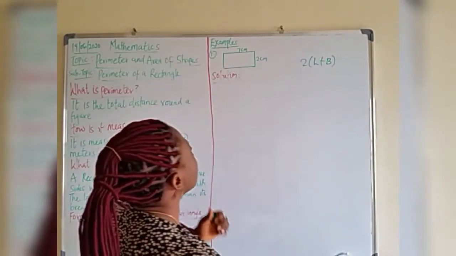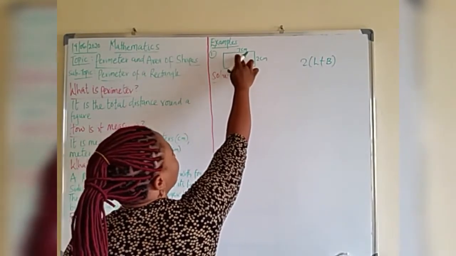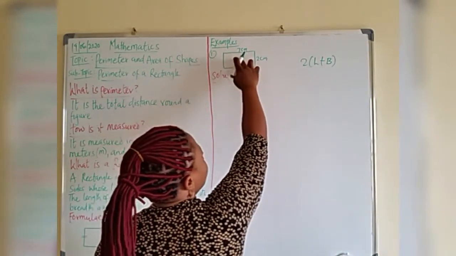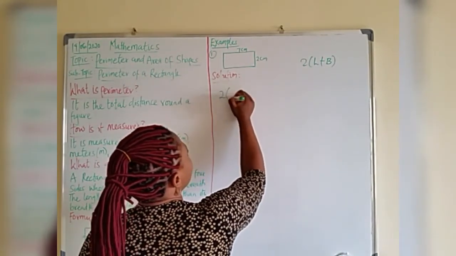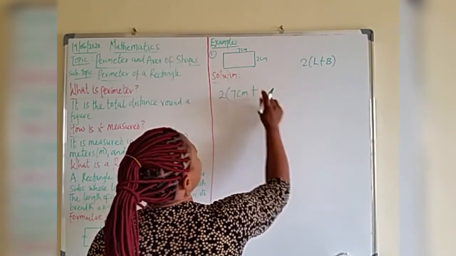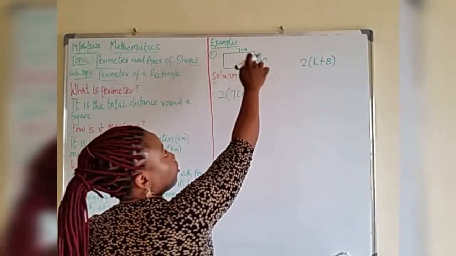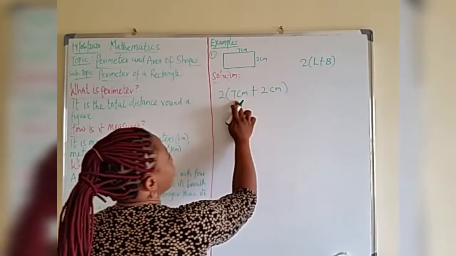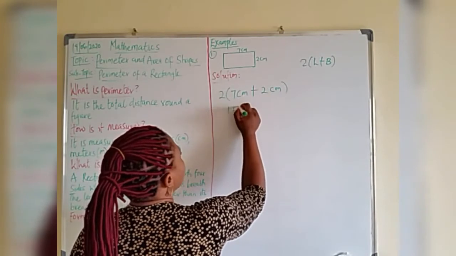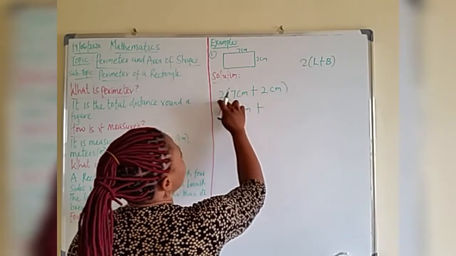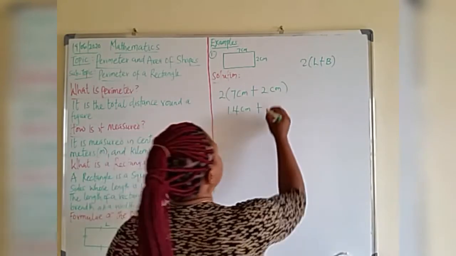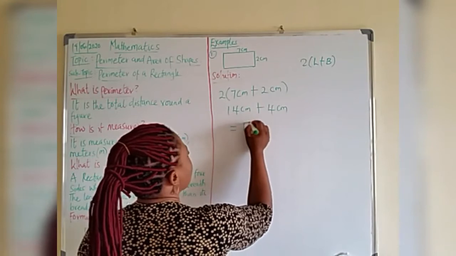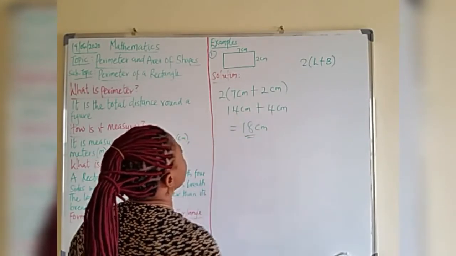Okay. Good. Now, what is the length of our rectangle? The length of this rectangle is what? 7 centimeters. So we take 2 into bracket 7 centimeters plus the breadth of our rectangle here is what? 2 centimeters. Very good. So 2 times 7 is going to give us what? 14 centimeters plus 2 times 2 is going to give us what? 4 centimeters. So 14 centimeters plus 4 centimeters is equal to what? 18 centimeters. Quite easily done.